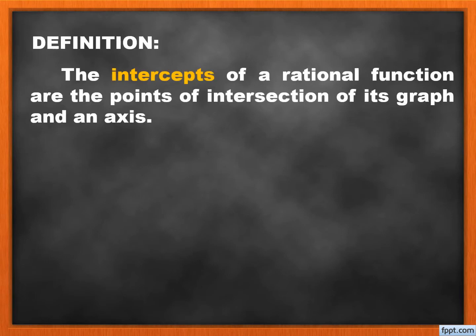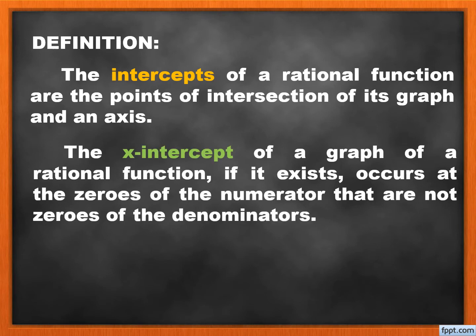So, what are intercepts? The intercepts of a rational function are the points of intersection of its graph in an axis. So we have two types of intercepts. The first one is called x-intercept. The x-intercept of a graph of a rational function, if it exists, kasi minsan wala namang x-intercept sa isang given function, it occurs at the zeros of the numerator that are not zeros of the denominators. So, in other words, x-intercept, these are the points kung saan magmi-meet yung mismong graph and the x-axis.